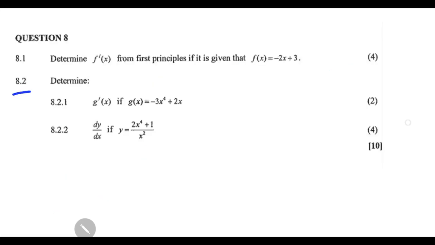Now question 8.2. Determine the first derivative of g(x) if g(x) is equal to negative 3x to the power 4 plus 2x. The second, dy over dx if y is equal to, this means you have to differentiate with respect to x. This is another notation of the derivative. y is equal to (2x to the power 4 plus 1) over x to the power 2. I'll show you how to solve both these questions with the power rule.